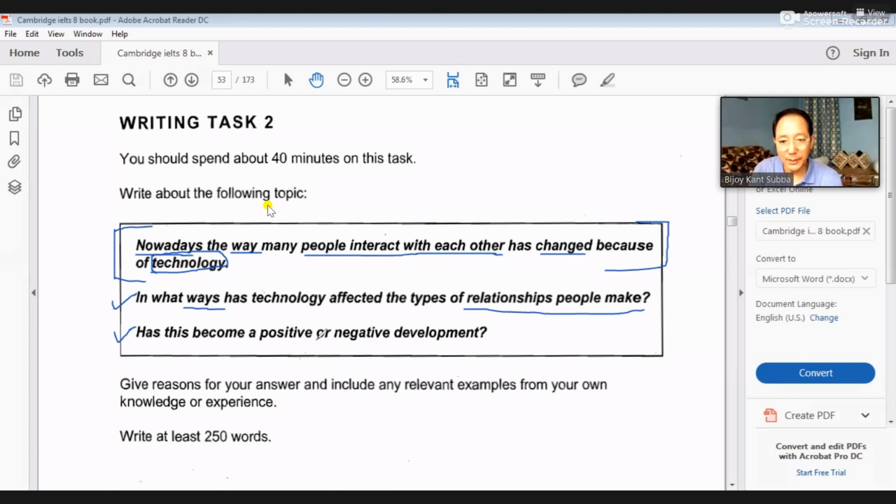And finally, two points: a positive and negative layer. So the final question, sir: has this become a positive or negative development? Has this, meaning the effect of technology on relationships? Okay, the kind of relationships that people make. Is that positive or negative? Last is an open question answer. So check this.